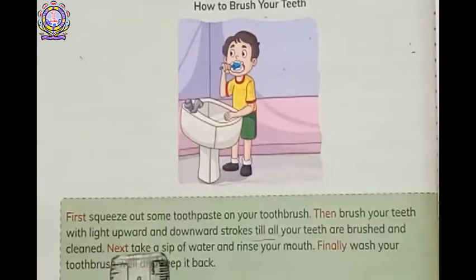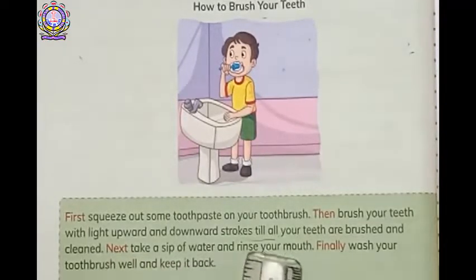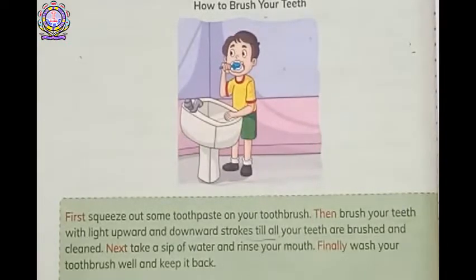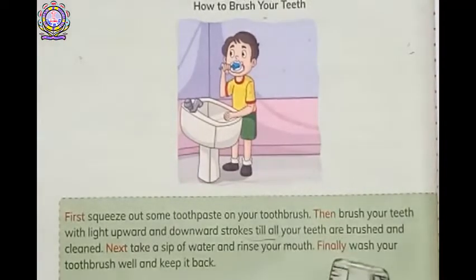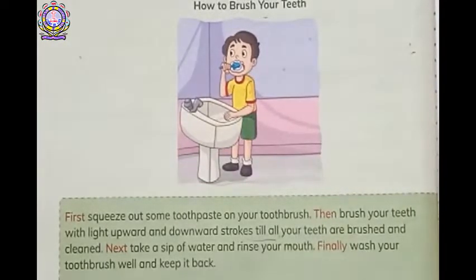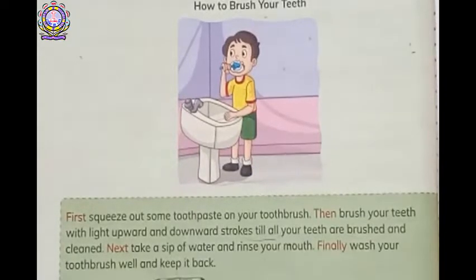And then next, what you do after brushing your teeth. Next, take a sip of water and rinse your mouth. Then you put some water in your mouth and you move the water in your mouth and then spit it out. Okay, so that means rinse your mouth. Finally, in the end, wash your toothbrush well and keep it back. You don't throw it in your dustbin or your sink, you don't leave it, you have to clean it properly. Everything in your brush you have to clean with the water and put it where you keep the brush.